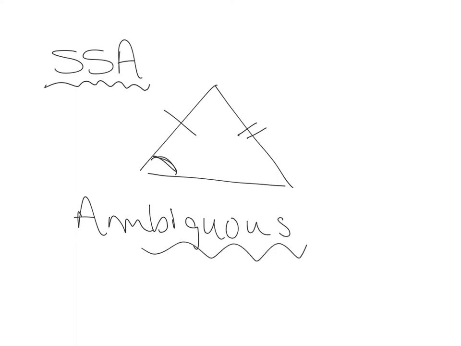And the ambiguous case is going to be really hard to figure out. It's going to be the one where you might have no solution, one solution, or two solutions. So this is the one that is going to be the pain in the derriere. So maybe you can remember it that way.